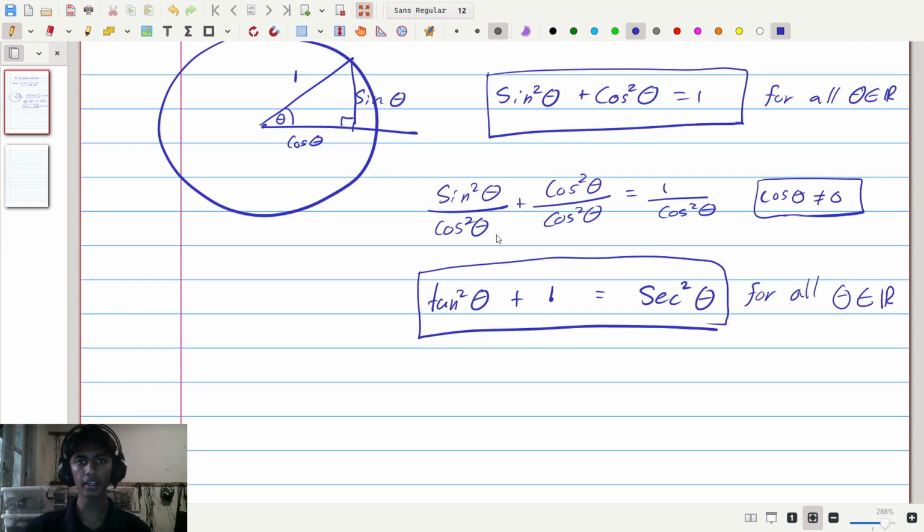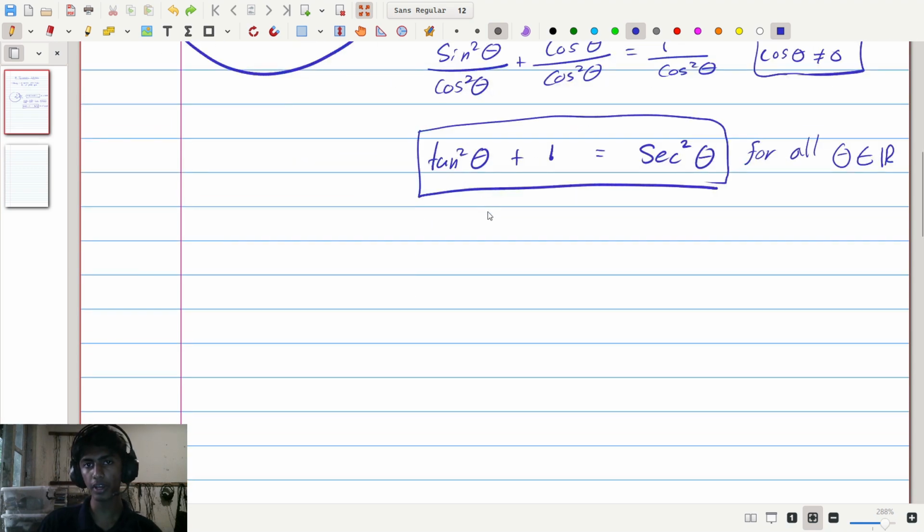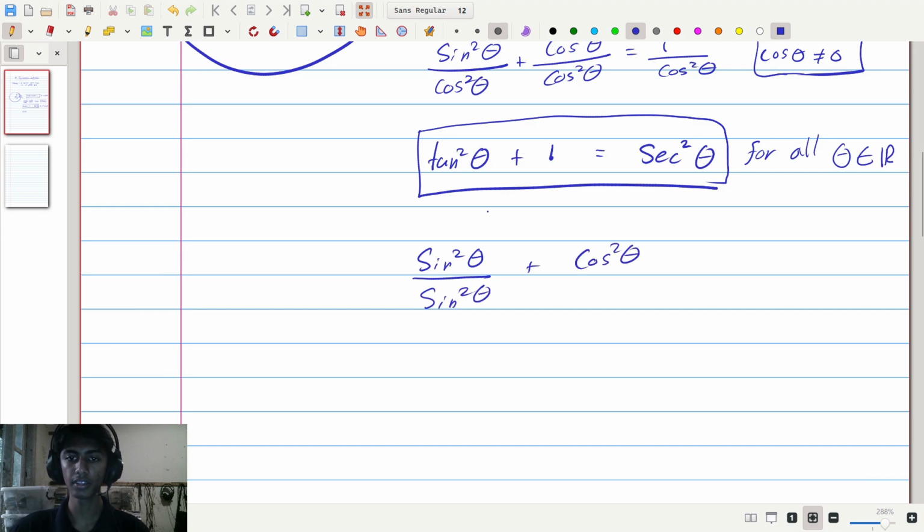The other identity, I said there were 3 Pythagorean identities. The other Pythagorean identity can be found by taking the first Pythagorean identity, sin squared plus cosine squared is equal to 1 for all thetas, and dividing it instead of by cosine squared theta, by sin squared theta. So we take sin squared theta divided by sin squared theta plus cosine squared theta divided by sin squared theta is equal to 1 divided by sin squared theta. So we divided everything by sin squared theta.